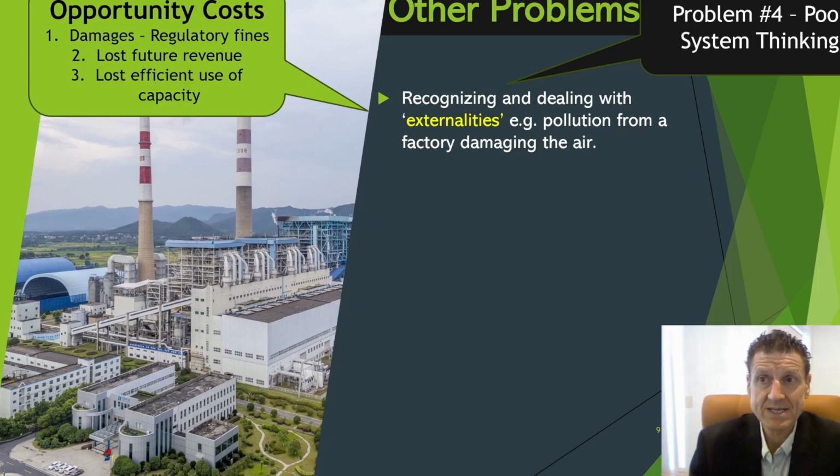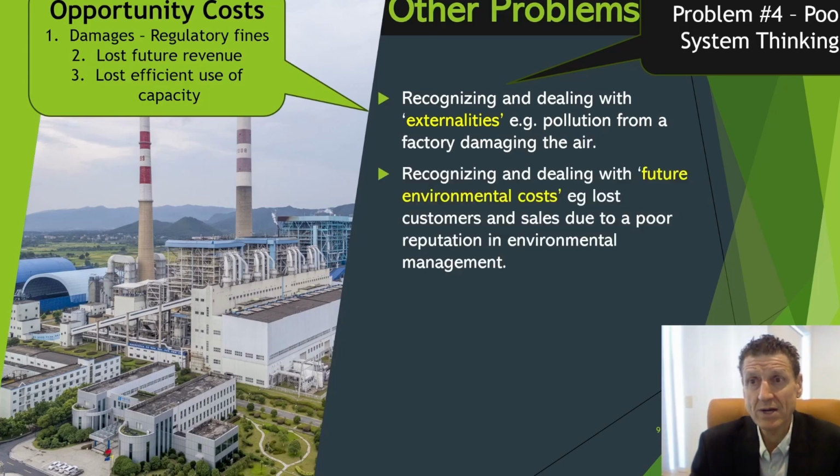Recognizing and dealing with externalities, like pollution from a factory damaging the air. Obviously, that pollution is going to be coming from the operations in the factory of making a product. So there's that system there. Recognizing that dealing with future environmental costs, lost customers, sales due to poor reputation in environmental management. Again, that may not be an actual operations system, but in some ways it's part of the social system.